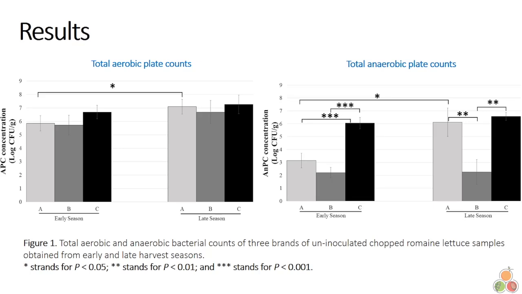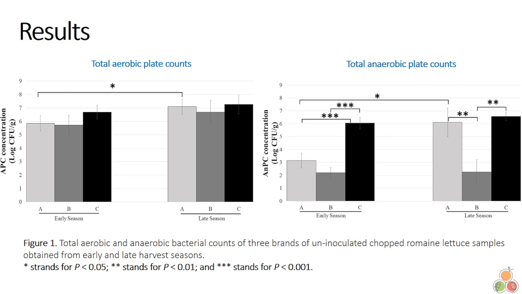On your right-hand side, which is the total anaerobic plate count, you can see more differences among the 3 brands, A, B, C. Apparently, brand C had the highest total anaerobic plate count compared to brand A and brand B. And we can also see that for brand A, again, the late season had a higher total anaerobic plate count compared to the early season. Brand B didn't change much, and brand C didn't change much. The 3 stars or 2 stars on top represent different p-values, which means that difference was more significant compared to the others.